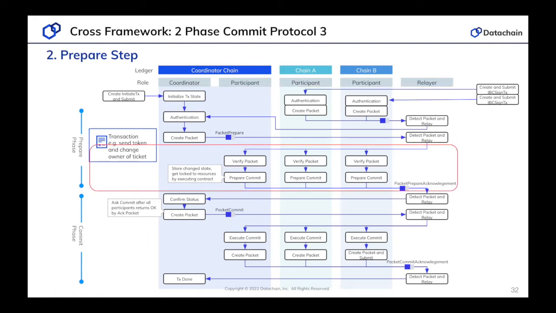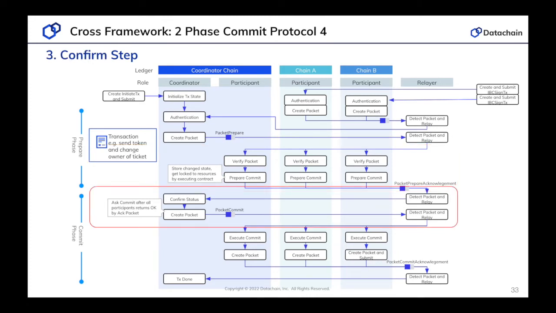Next, prepare step. After packet is validated successfully, each of participant chains executes the contract function included in packet prepare. If execution succeeded, a lock is acquired to prevent conflicts between state changes through concurrent transactions in state store. Finally, participant chains set the status as OK and the relayer sends packet to the coordinator. If the execution failed, the change status in state store is aborted, and the participant chain sets the status as failed.